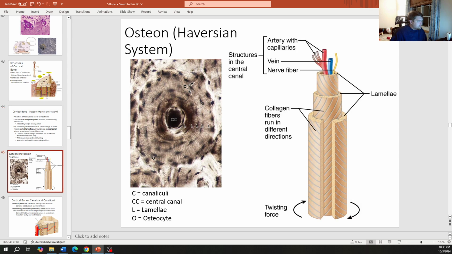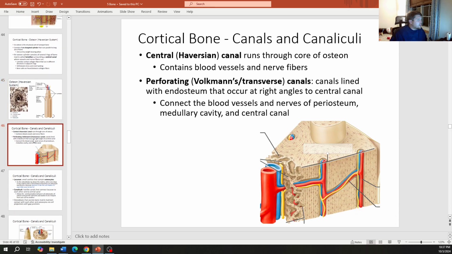And that is the main points of the osteon, aka Haversian system. For your lab material, you definitely will want to know this picture right here, understanding each of these different components. Now, talking about canals and canaliculi. Again, we have a bunch of AKAs for these things.